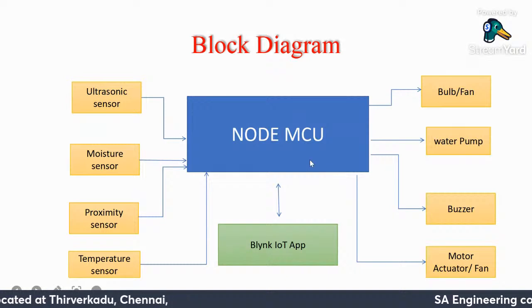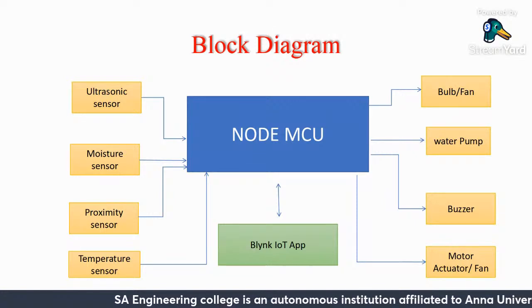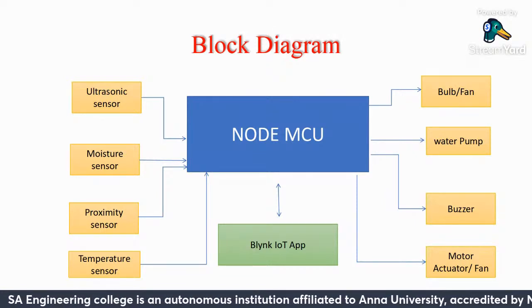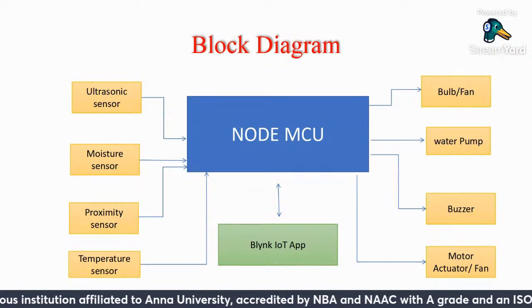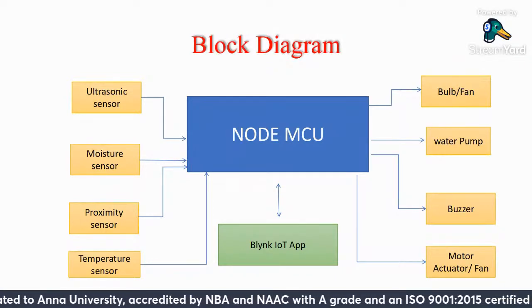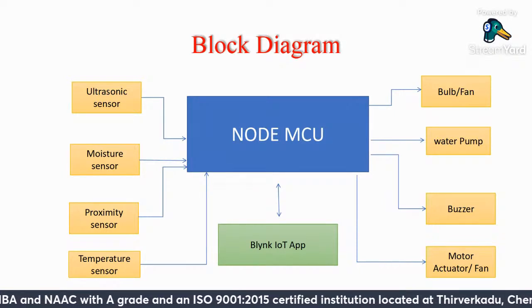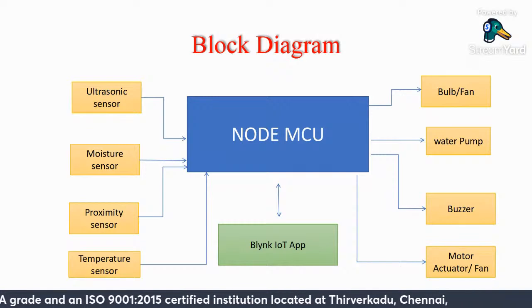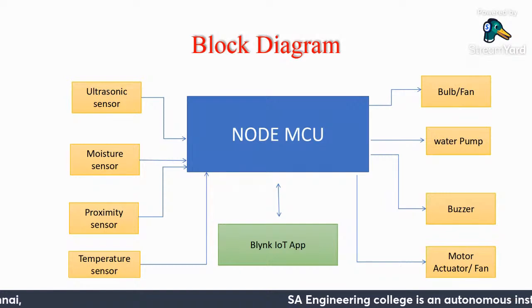Next, coming to the block diagram of our system. Here, as I told already, instead of an Arduino controller, we are using NodeMCU for our process. And here I'm using four sensors, that is an ultrasonic sensor, moisture sensor, proximity sensor, and temperature sensor, as you can see on the left-hand side. And on the right-hand side, you can see the loads, like bulb or fan loads, and the water pump, that is for pouring water for the plant. And next, the buzzer for raising an alarm while storing water in the tank.